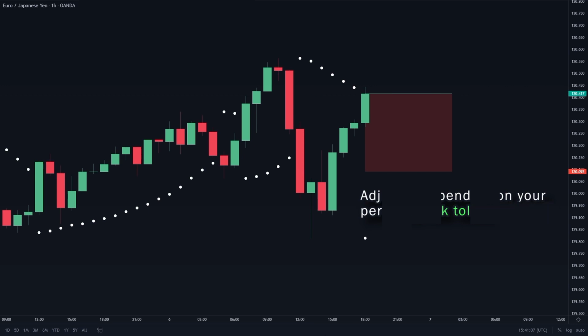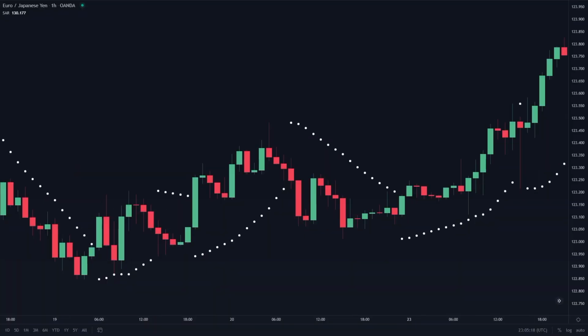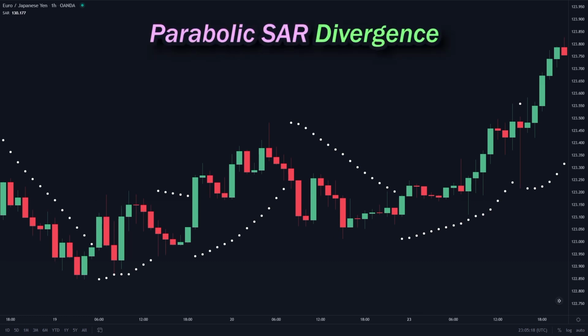Now moving on. The next high win rate strategy that you can use with the Parabolic SAR is by using it to find divergences. So first, what are Parabolic SAR divergences?